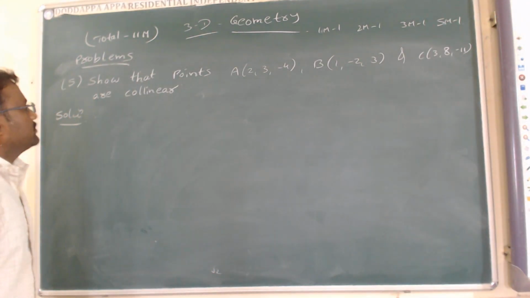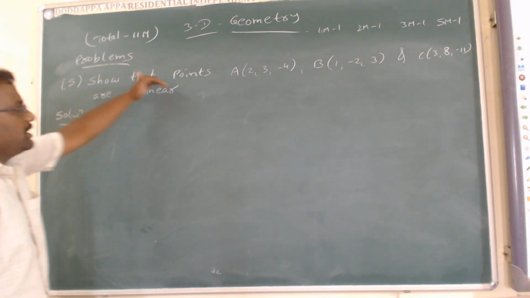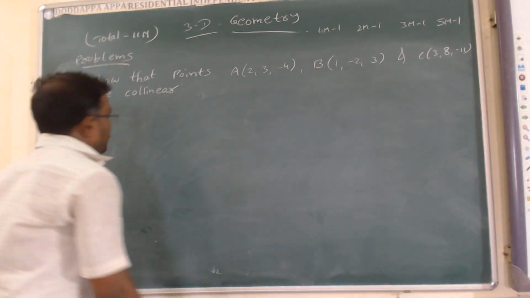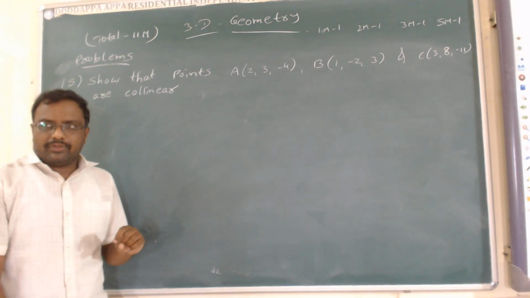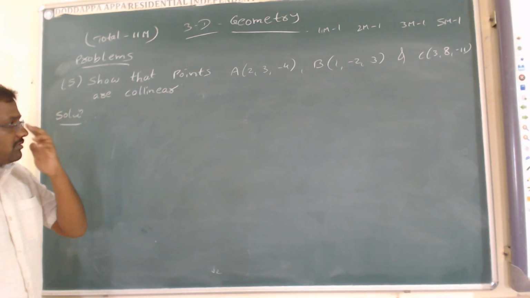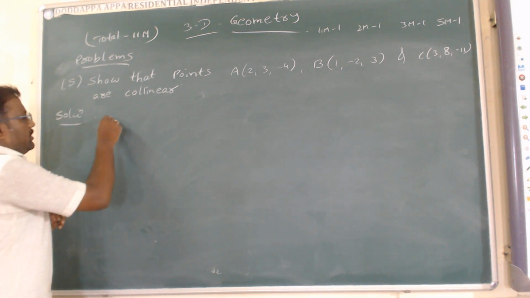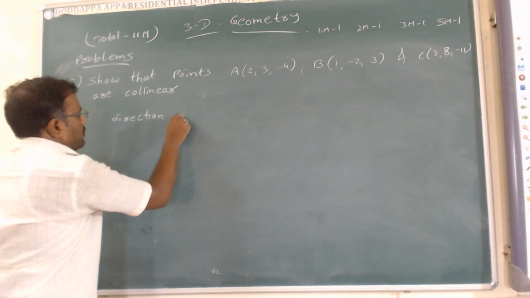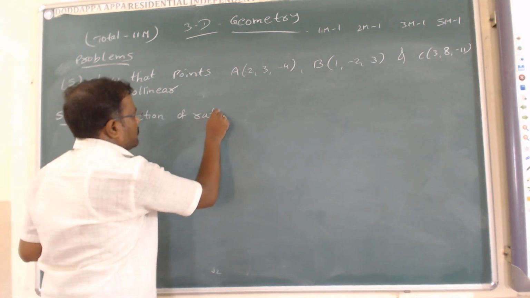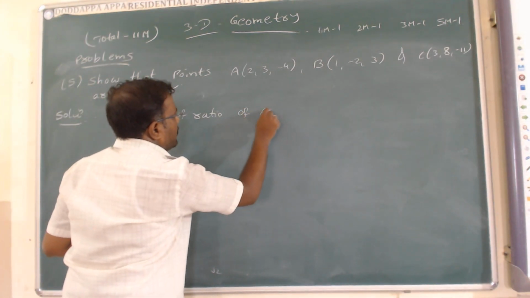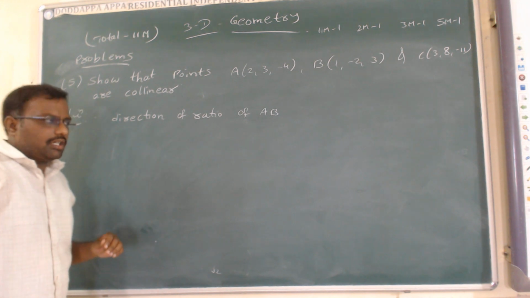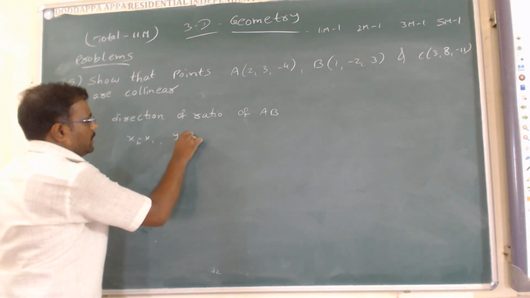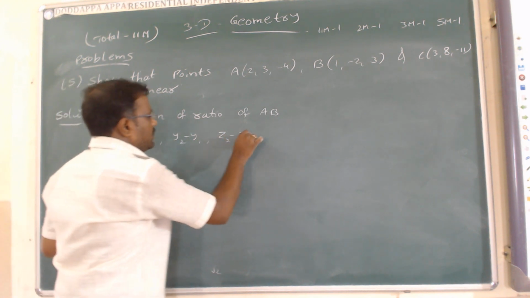Okay, here you can show that the points A, B, C are collinear. Very important method. If we can prove that A, B, C are collinear, first of all we have to find the direction ratio of AB. How can you find it? x2 minus x1, y2 minus y1, z2 minus z1.